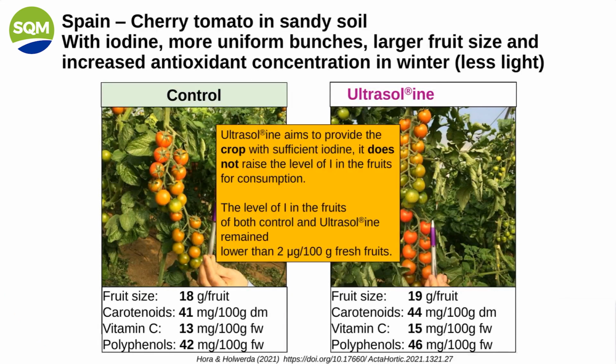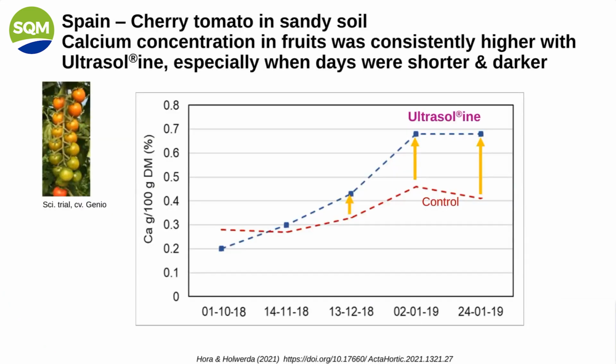We also measured not only the antioxidants in the fruits, but also the iodine content. We already knew that from a prior experiment, but it was good to see this confirmed in practice: when you apply Ultrasoline, you apply iodine in a micromolar dose, which is sufficient iodine for the crop, but it does not raise the level of iodine in the fruits for consumption. So in both the control and Ultrasoline sectors, in this case, the amount of iodine remained what is normal for tomato fruits, below or just above 2 micrograms of iodine per 100 grams of fresh fruits.